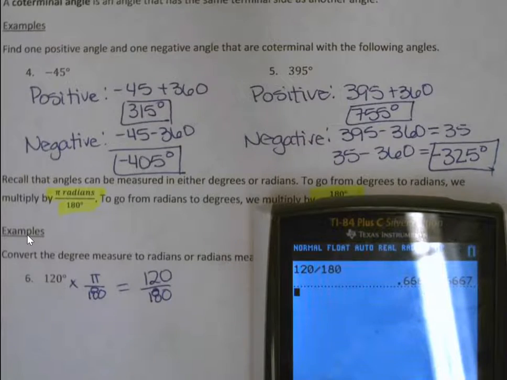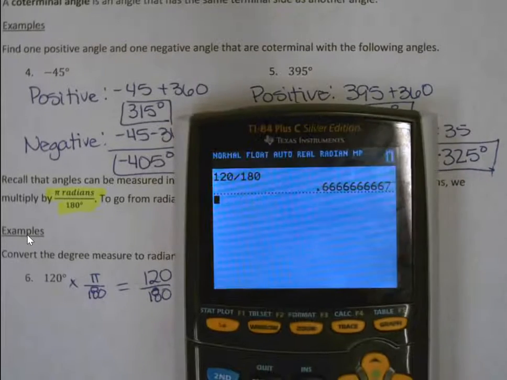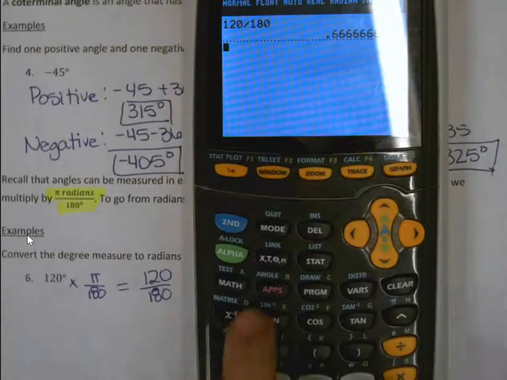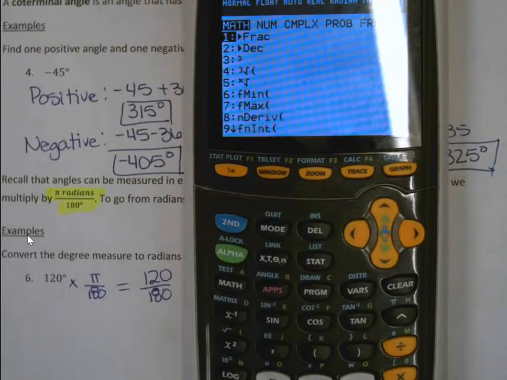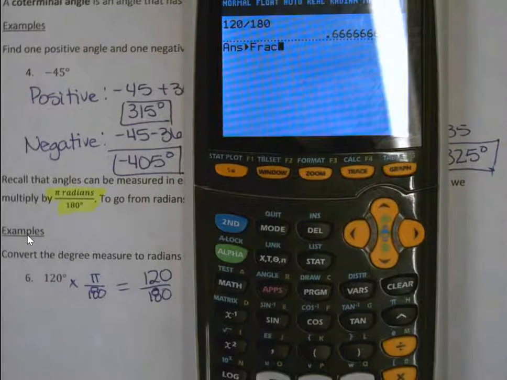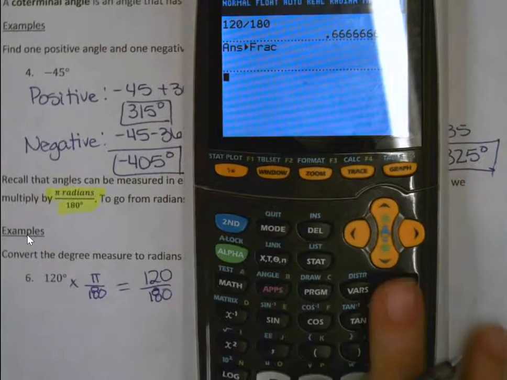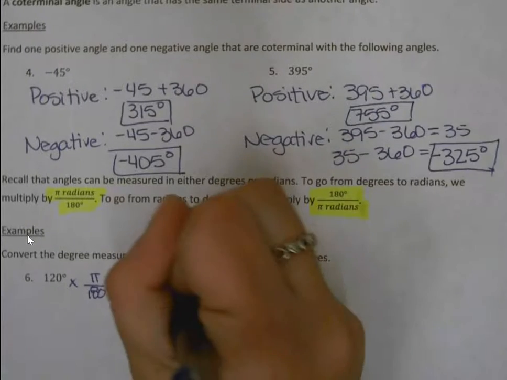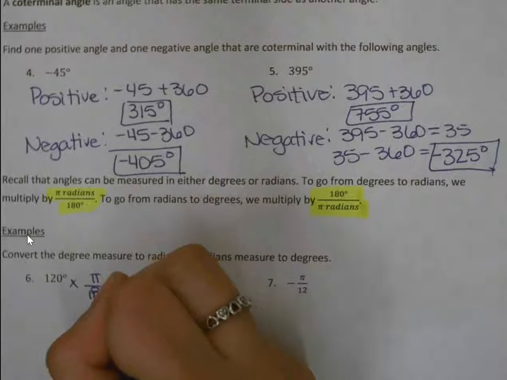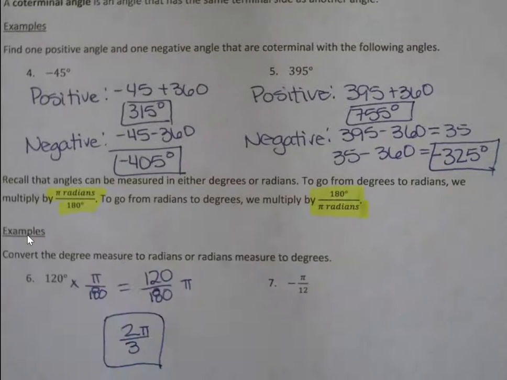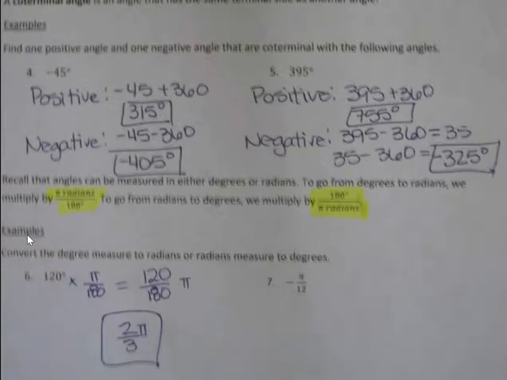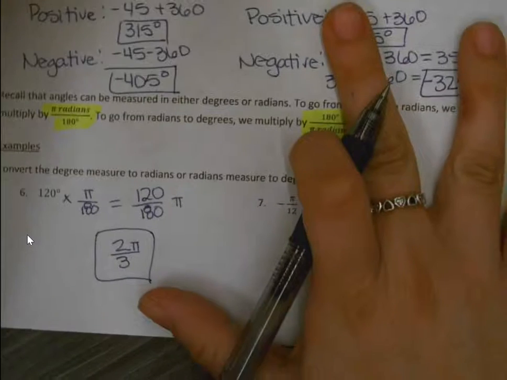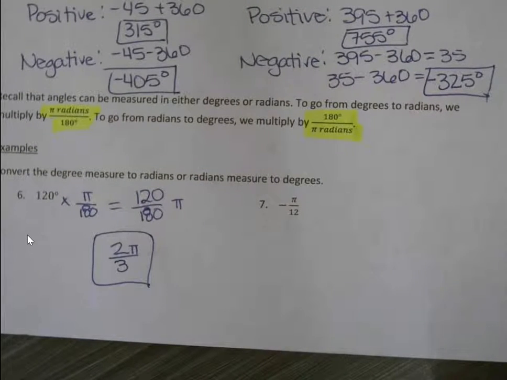Okay, so this gives me a decimal. When I work with radians, typically I want them as fractions. Remember to turn a decimal on the calculator into a fraction, I go to math, and then the first choice is FRAC, which stands for fraction. I press enter, I press enter one more time, and it gives me 2/3. And then I turn my answer back into a fraction so I can write it. Yeah, I have to keep my pi. So questions there?